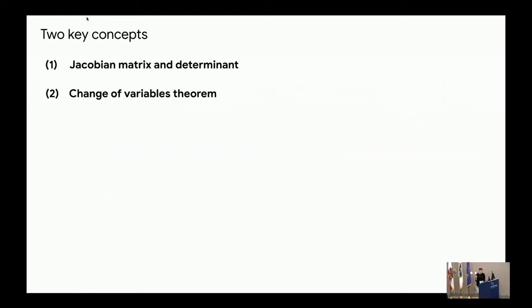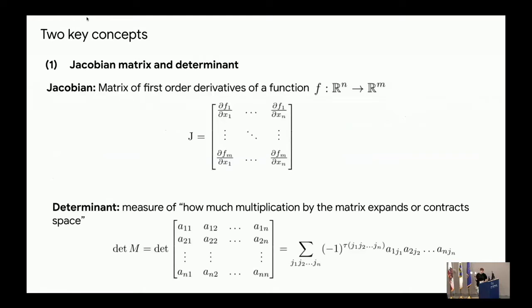The two key concepts we need to understand normalizing flows are the Jacobian determinant and the change of variables theorem. Just a really quick linear algebra refresher. The Jacobian matrix is the matrix of first order partial derivatives. The determinant is one real number computed as a function of all the elements in a square matrix, and it only exists for square matrices. Intuitively, it is often described as how much multiplication by that matrix expands or contracts space. We're going to be looking at the Jacobian determinant of these functions f that we use to transform these variables.